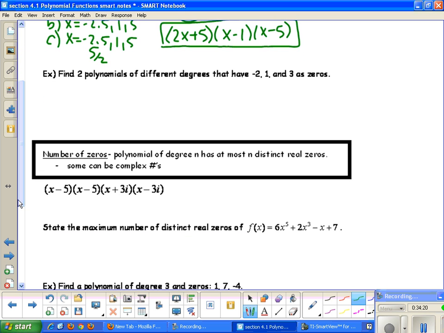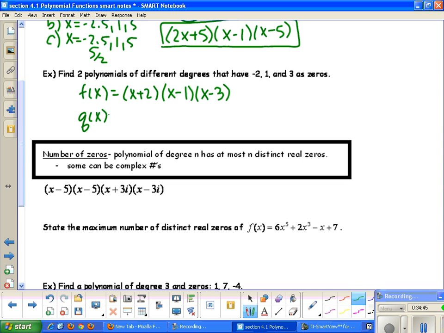Next one says, find 2 polynomials of different degrees that have negative 2, 1, and 3 as zeros. So for this, I know that if these are my zeros, one equation that I could have would be f of x is equal to x plus 2, because that would give me negative 2 as a 0, x minus 1, and x minus 3.